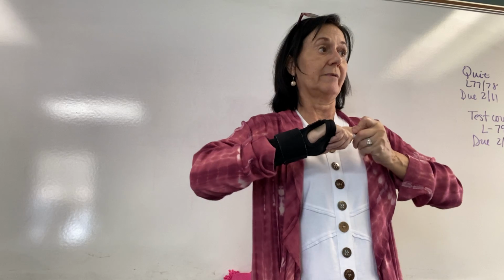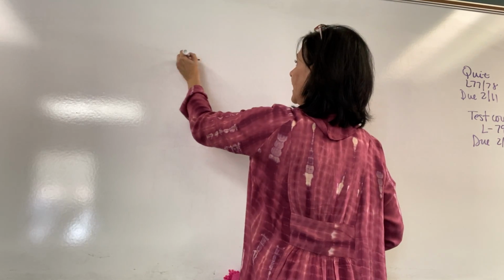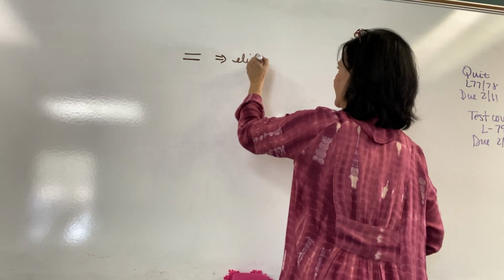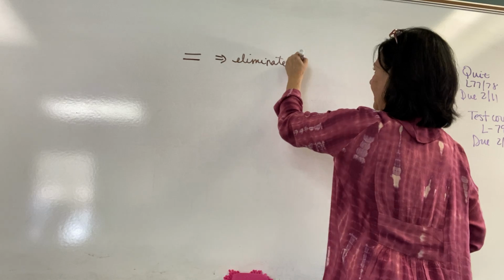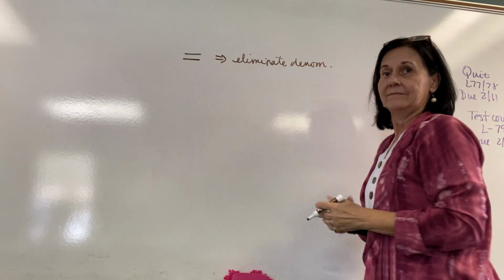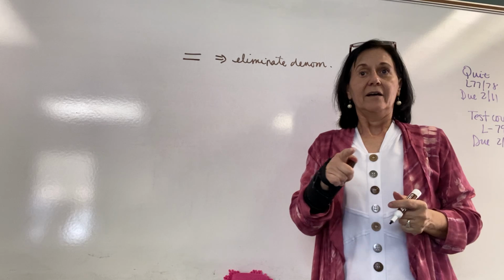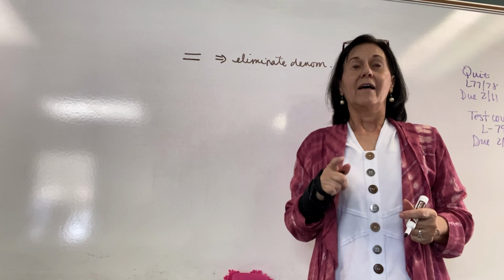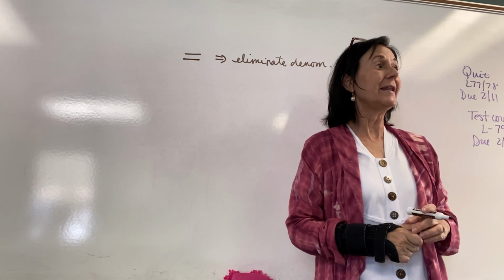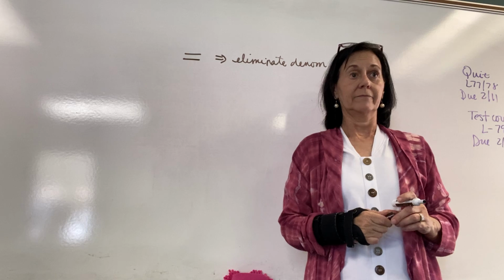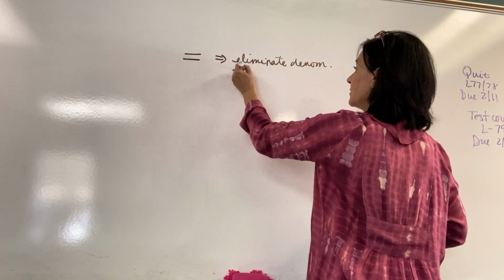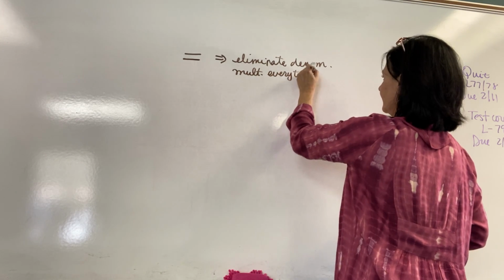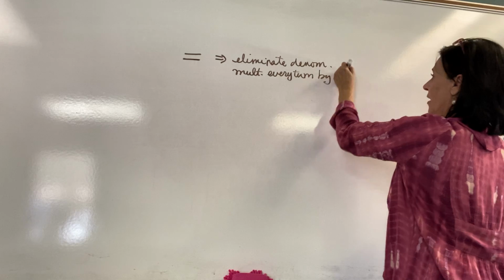Okay, I want you to listen to me. When I have an equal sign, my rule is eliminate denominator. It's still going to be the same principle, right? Anytime from this day forward, you have an equation that has fractions in it, you are eliminating the denominator. And how are we going to do that? We're going to multiply every term by what would be the common denominator.